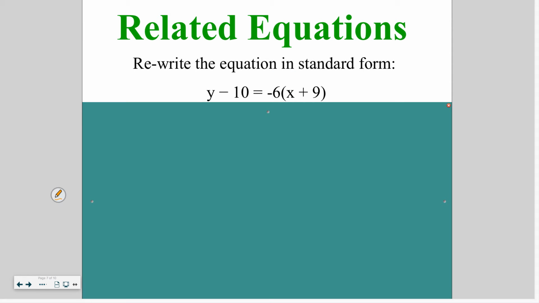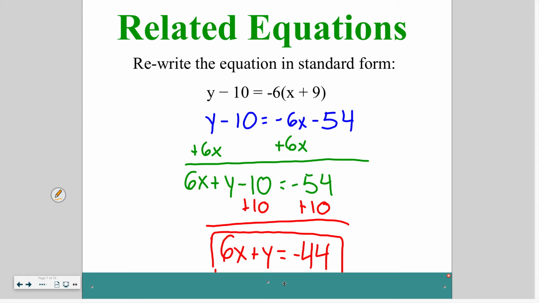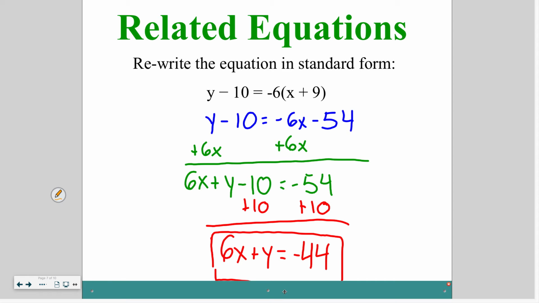Go ahead and try this one on your own, rearranging to get into standard form. Again, first step is the distributive property, so negative 6x minus 54. There are no fractions or decimals to worry about this time, so we're going to start moving things around.